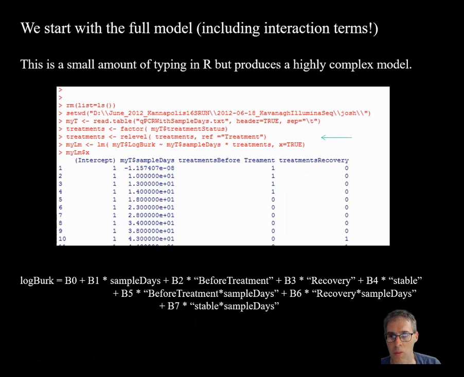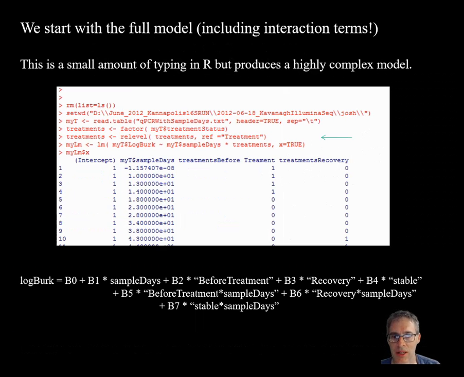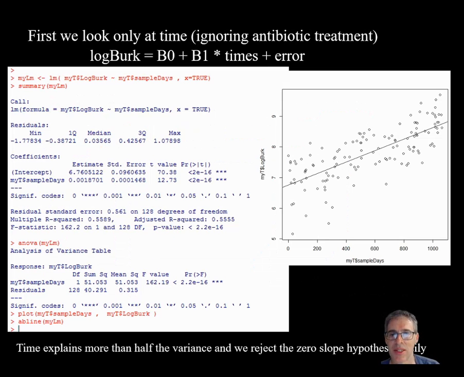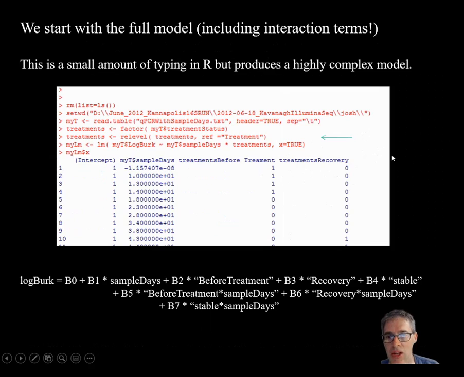And now we're going to consider, as our first full model, a model with interaction terms. So we're now going to add treatment. This model here, the simple linear regression, does not have treatment. It only has time. Remember that treatment is a categorical variable with 4 levels: before treatment, recovery, stable, and treatment. So we can actually get a very complicated model. It turns out that all we have to do in R to get a really complicated model is type this in R. I read in the data, and then when I build the linear model, I say log Burkholderia is a function of sample days star treatment.